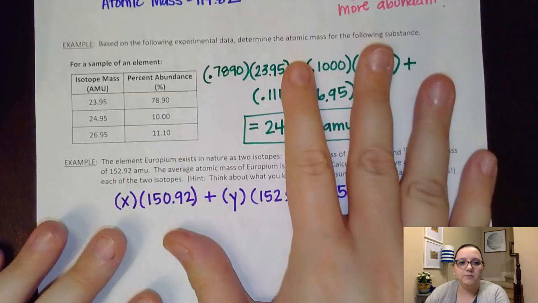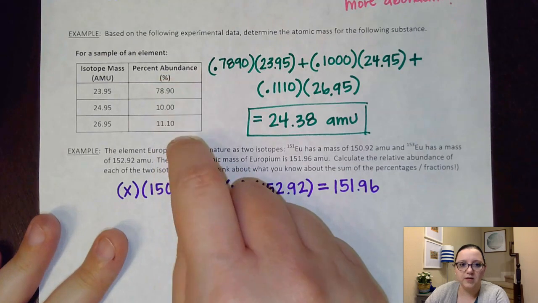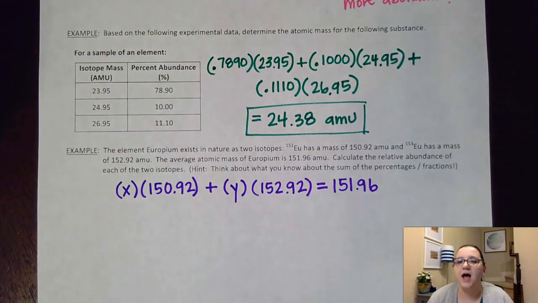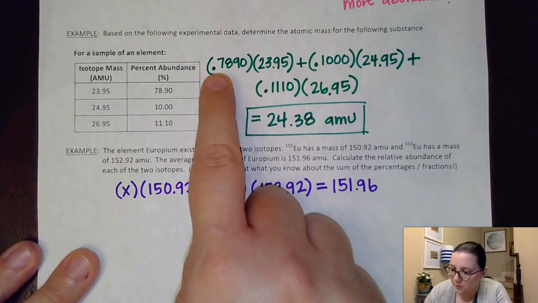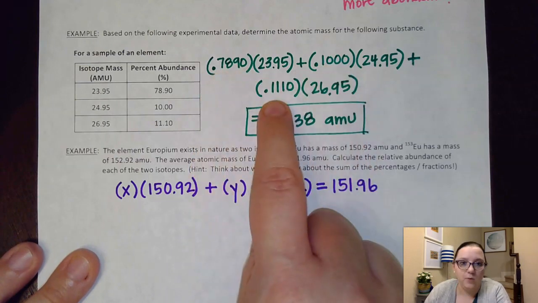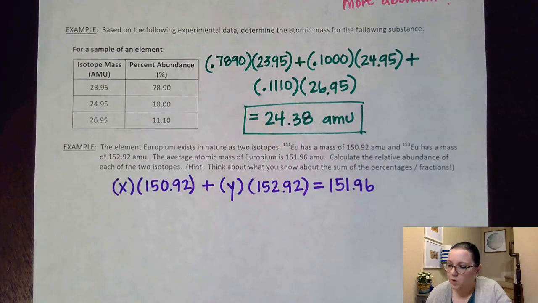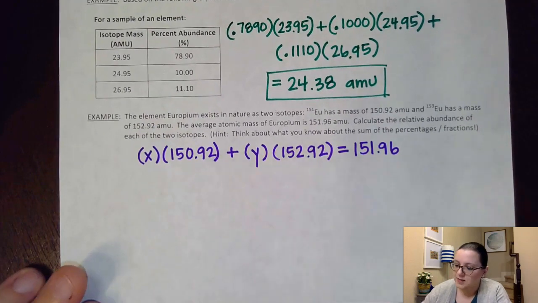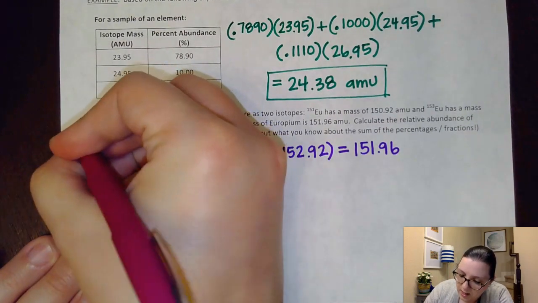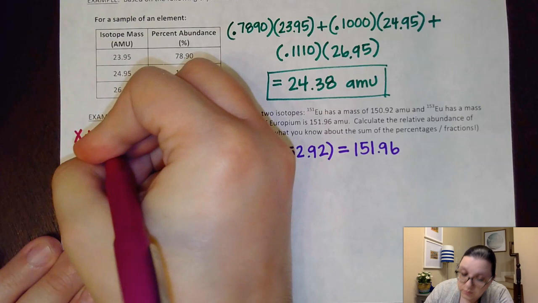If you think back up to the previous problem and you look at those percentages, we all know that percentages should add to 100%. Well, if percentages add to 100%, then our fractions should add up to 1. You can verify that by looking at our numbers here, 0.789, 0.1, and 0.111. Those would all add up to 1. So that means I also know that X plus Y equals 1.